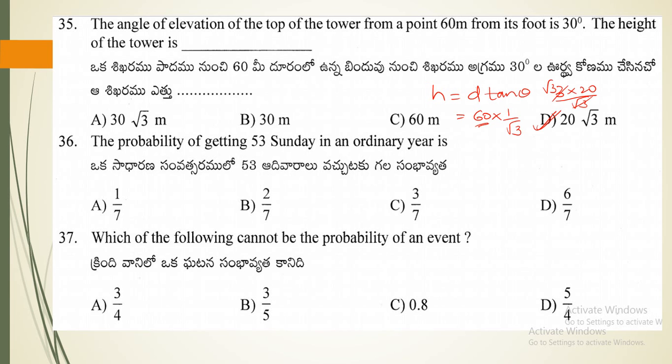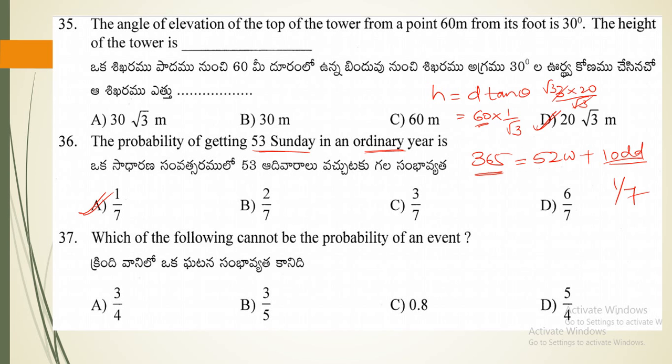Probability of getting 53 Sundays in an ordinary year. An ordinary year means 365 days. This 365 days I can write as 52 weeks plus 1 odd day. This 1 odd day should be Sunday. So that is nothing but 1 by 7. So the answer is 1 by 7.